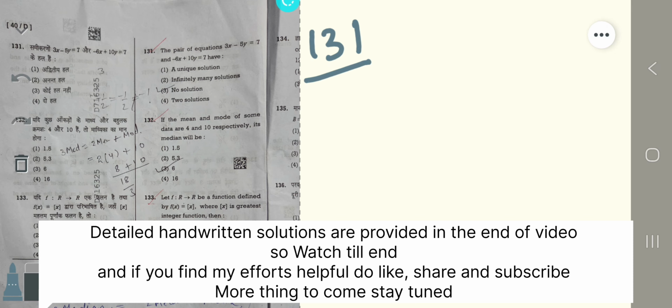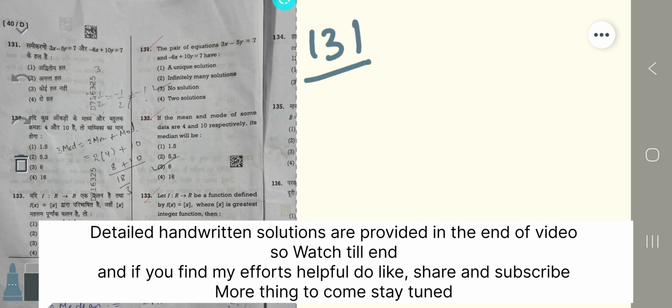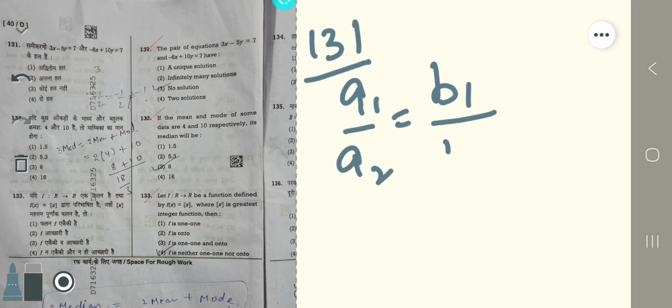Question number 131. The pair of equations 3x minus 5y equals 7 and minus 6x plus 10y equals 7 have: a unique solution, infinitely many solutions, no solution, or two solutions. For this question, we know the concept of the ratios a1/a2, b1/b2, c1/c2.